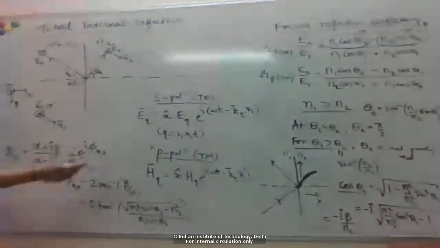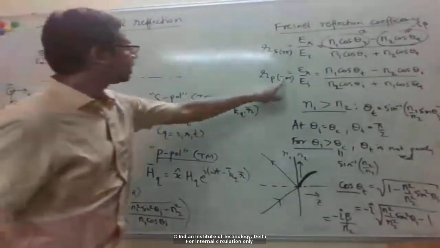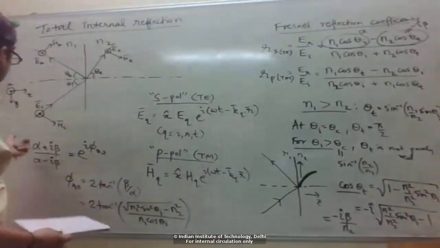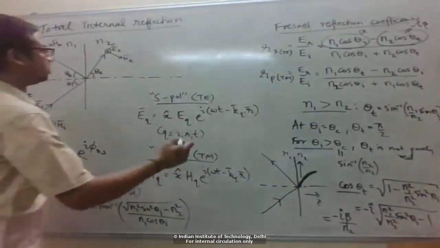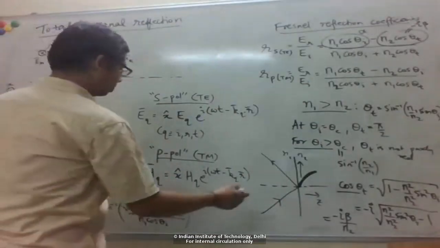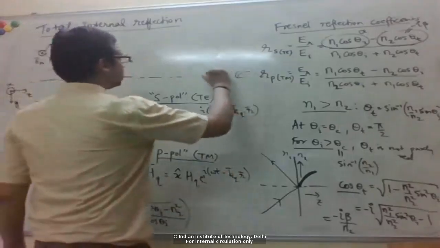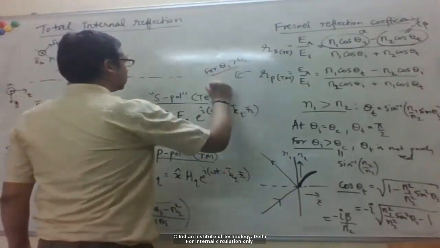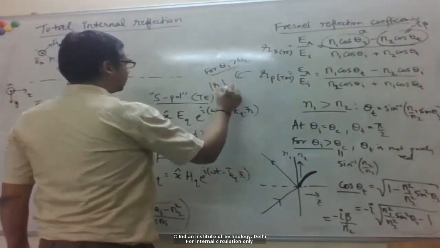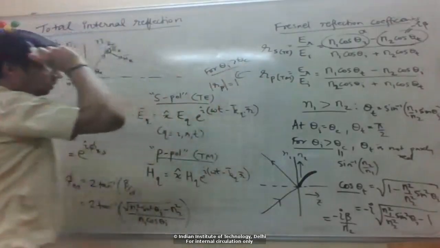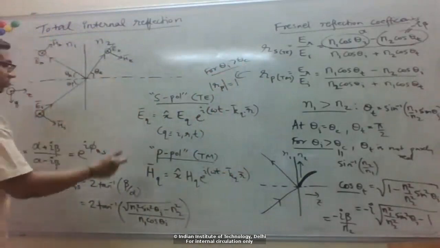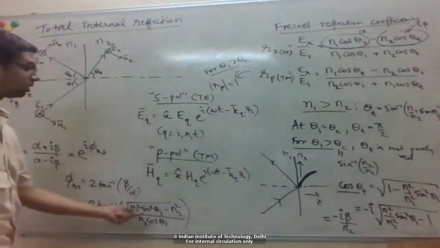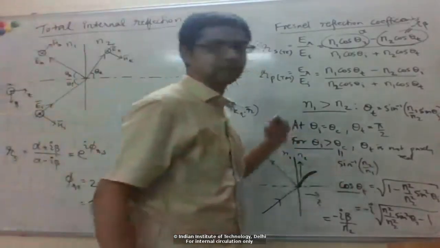Right. So again, you can do the same exercise for the p polarization. Check that for theta I greater than theta C, the magnitude of the reflection coefficient for the P polarization also becomes 1, and there is a phase shift. But the expression for the phase shift will be slightly different for the P polarization. Okay.